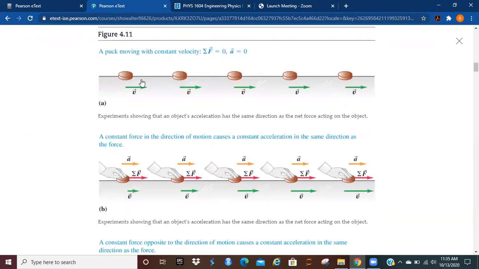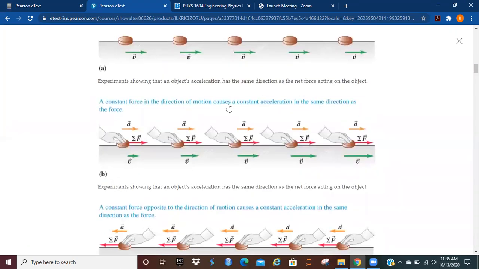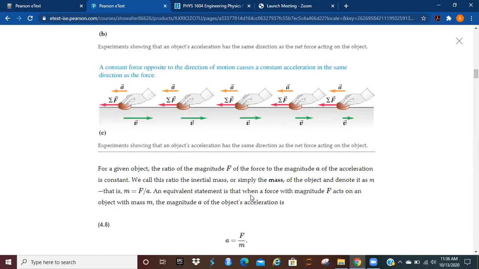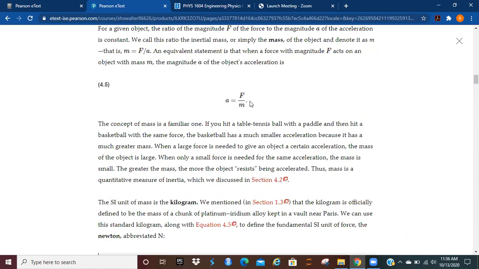So we've got a puck that's moving at a constant velocity this way. If we apply a constant force in the direction of the motion, it's going to cause a constant acceleration, which means the velocity is going to change. It's going to get faster. Let's say that puck is moving this way, but we are trying to stop it. As we apply the force this way, the acceleration is going to point this way, which means the velocity is going to slow down in this direction and may eventually either come to a halt or point back that way. So as you see here, the acceleration is equal to the force divided by the mass.